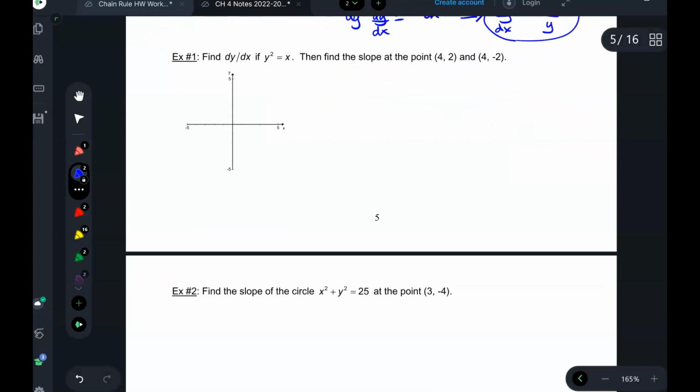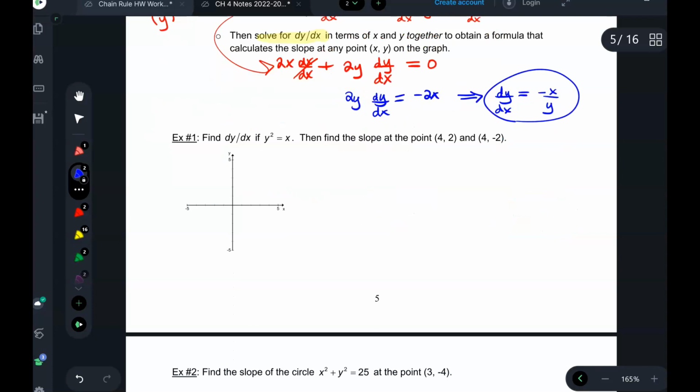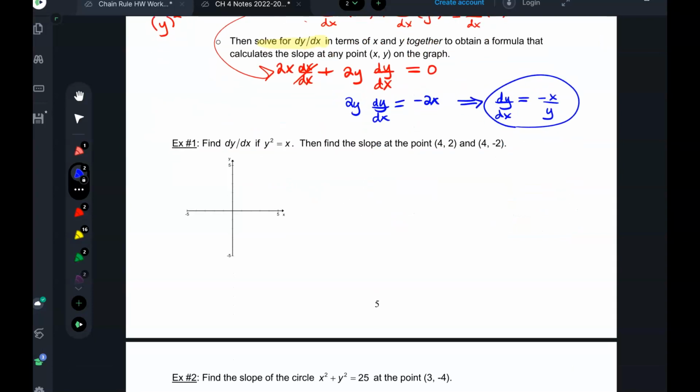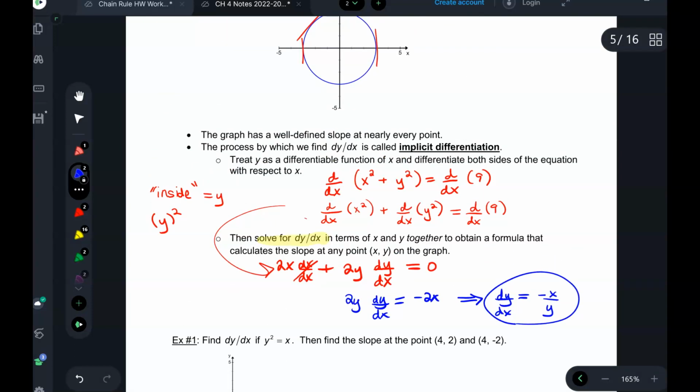Okay. So I have another example too. You could see example 2 is a circle, so already we know we should get the same answer. So if you plug any x value into negative x over y, whatever you get is the slope at that point.